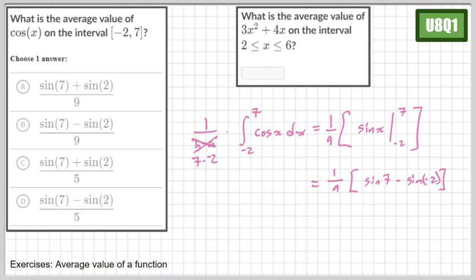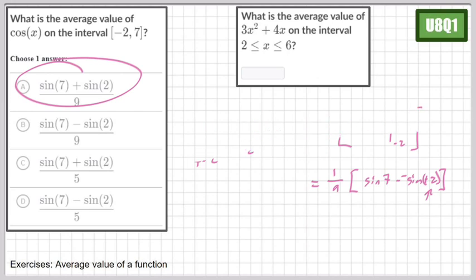Now one of the tricks is that if your angle inside is negative, you can make it positive, and then just switch the sign of the trig function. So which one of these answers is correct? This one. Okay, so that's our answer for that one.